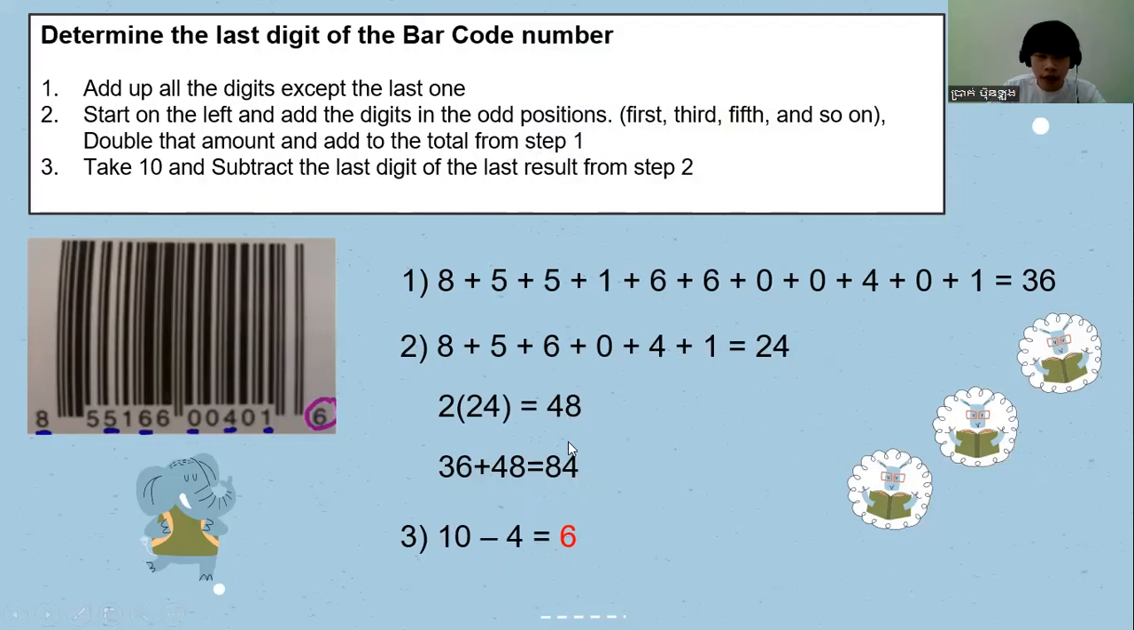And then we take the last digit: we take 10 and subtract the last digit of the result from step 2, which is 4. 10 minus 4. Here is a result that matches the check digit.